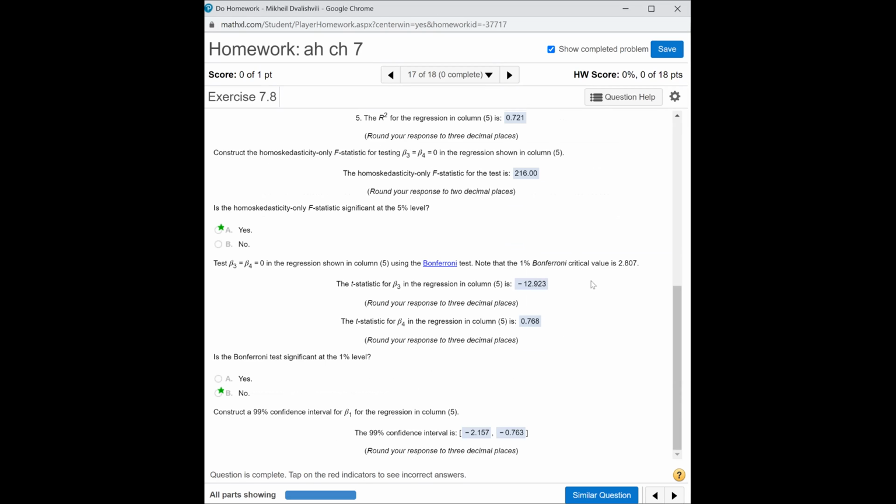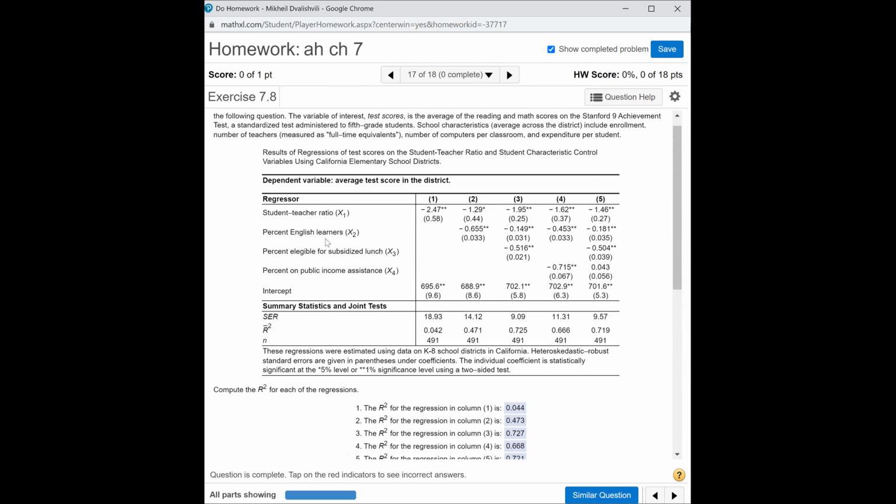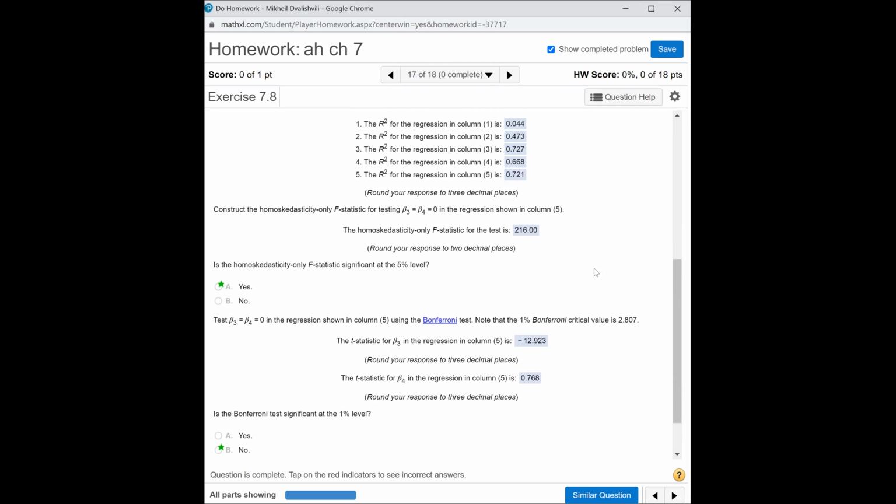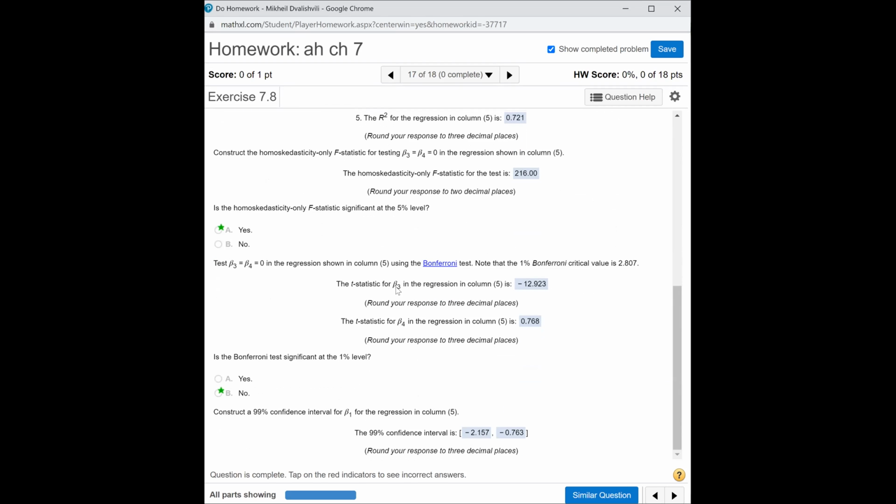That's a very limited test because it only works when you have only 2 restrictions. So you are calculating 2 t statistics, the t statistic for beta 3 and the t statistic for beta 4. For beta 3, the t stat will be minus 0.504 divided by 0.039, right? That's the test statistic for beta 3, only one beta 3.